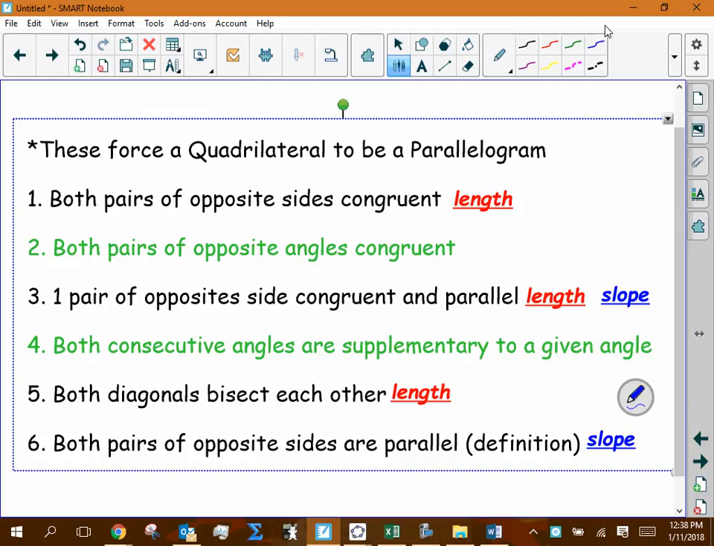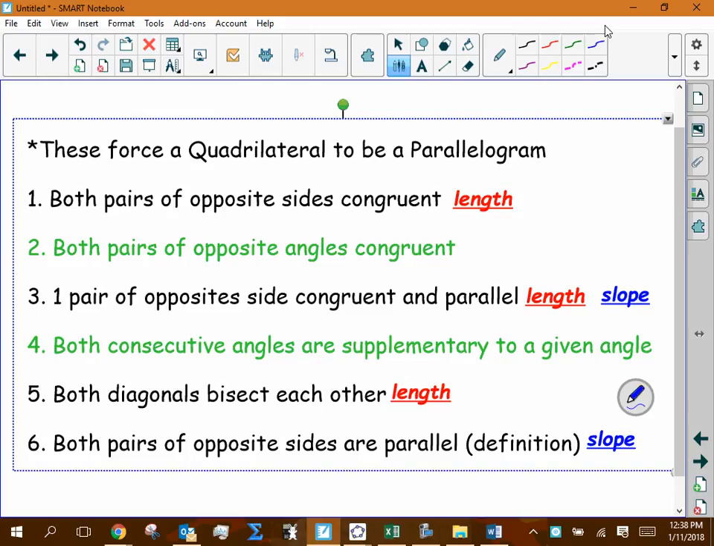But if we look at 1, 3, and 5, they all talk about congruency, right? Okay, so if we're in the coordinate plane and they're talking about congruency, that means we have to find segment lengths and find distance. Whenever you see bisects each other, or wherever you see sides congruent, you have to find distance. Okay, and then if we look at statement 3, not only do we need to find distance, but we need to find slope because it says the lines have to be parallel as well.